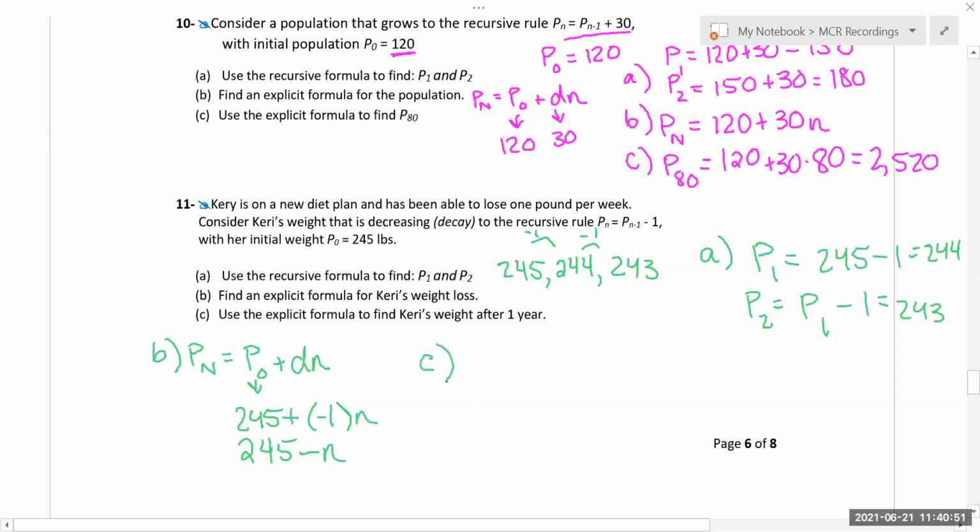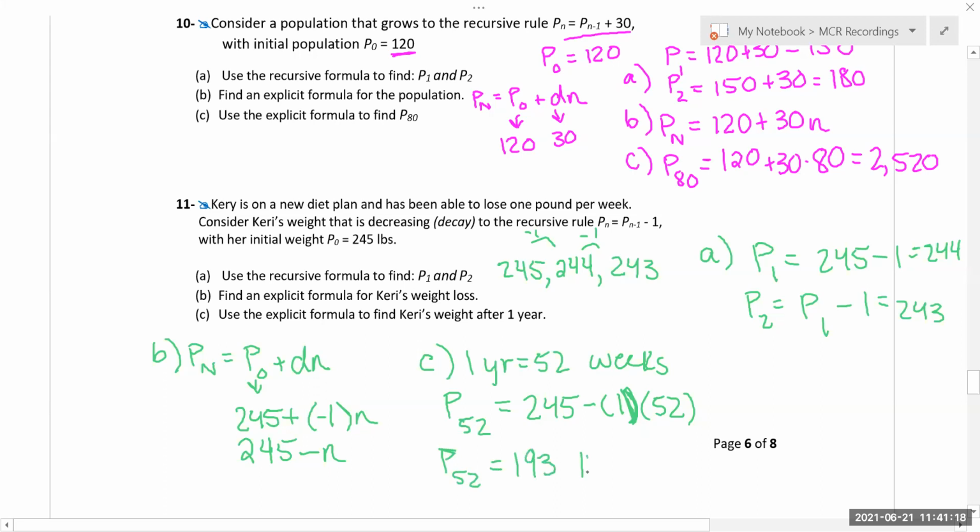1 year. So after 1 year, she's losing per week. So we're going to say that 1 year is 52 weeks. So we're looking for P52. So it's going to be 245 minus 1 times N. So essentially 52 pounds lost in that 1 year, giving her 193 pounds as her answer. So again, make sure you can work through those.